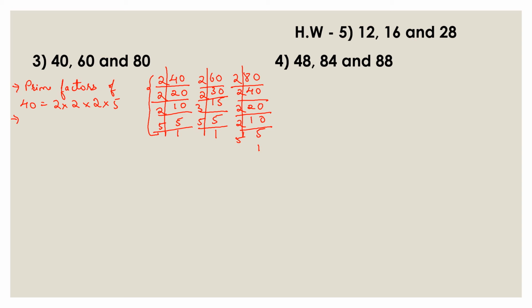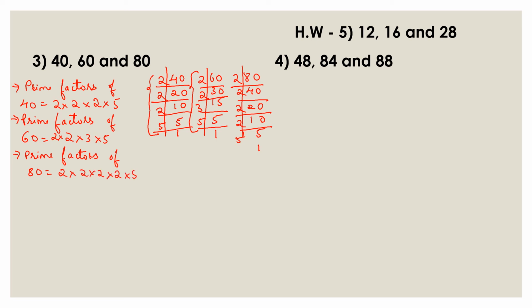So we need to take the least number and divide the number. As you observe here, let's go for the prime factors of 60. So observe here, what are the numbers? 2 into 2, 3 into 5. Next step, prime factors of which number? 80. Very good. So it is 2 into 2 into 2 into 2 into 5.